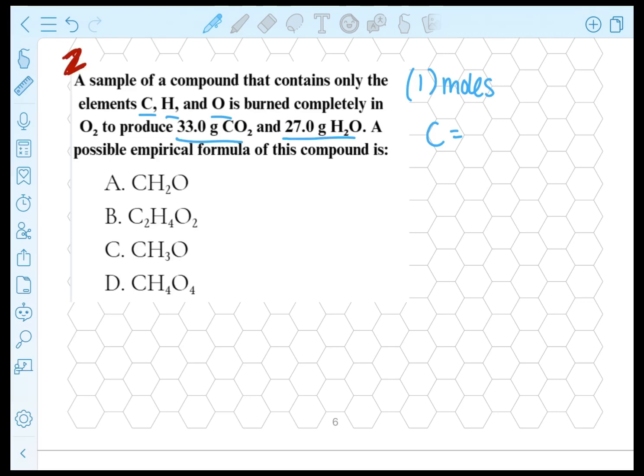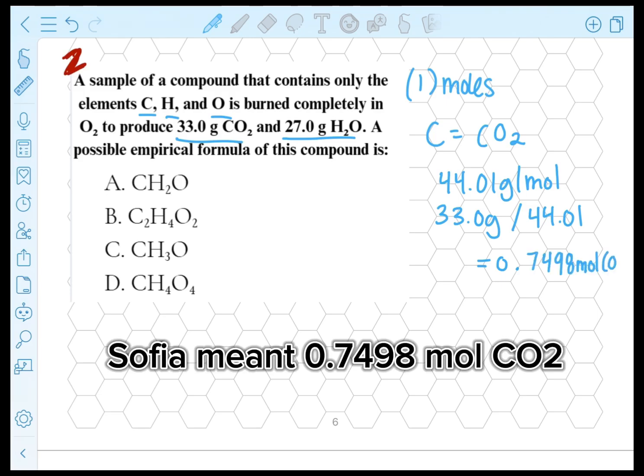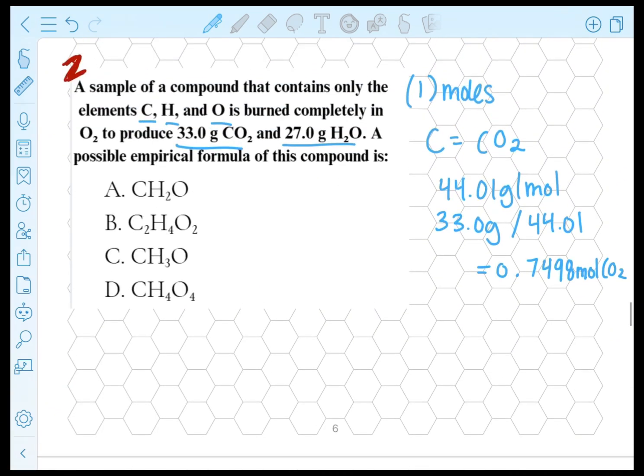So let's find carbon first. And since carbon dioxide is the only molecule with carbon, we're going to derive it from carbon dioxide. So we know that the molar mass of carbon dioxide is 44.01 grams. Now we're going to divide the amount of carbon dioxide given, which is 33 grams. So in this case, it's going to be 33 grams of carbon dioxide by the molar mass of carbon dioxide. So we know that we have 0.7498 moles of carbon dioxide.